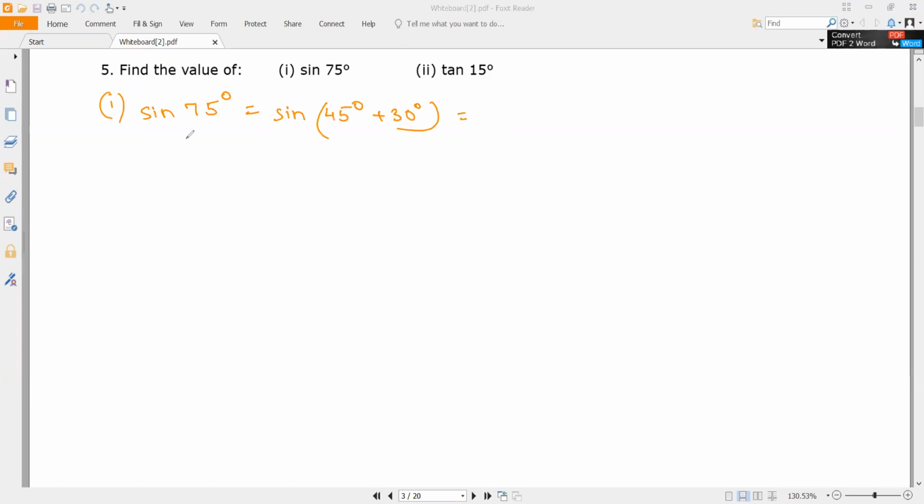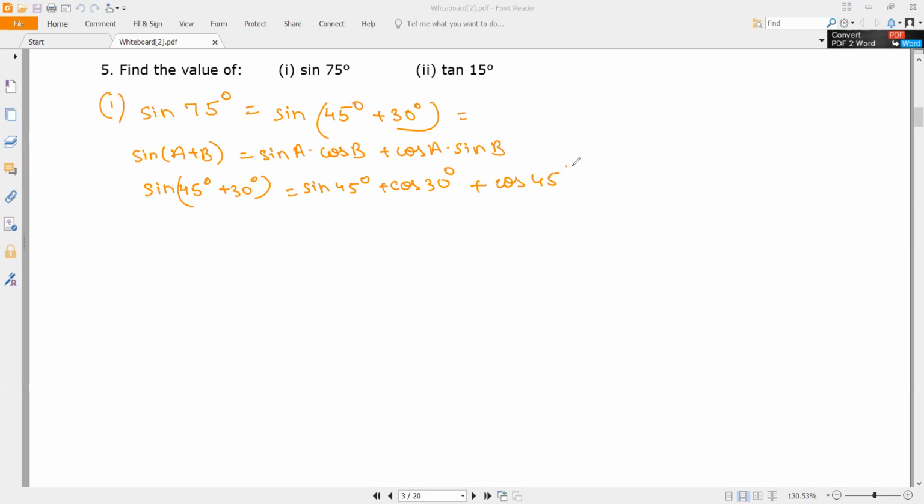Now we know the formula of sine A plus B. Sine A plus B is equal to sine A into cos B plus cos A into sine B. Applying it over here, sine 75, 45 degree plus 30 degree, A is 45, B is 30, is equal to sine 45 degree into cos 30 degree plus cos 45 degree into sine 30 degree. This will be multiplication, not addition.